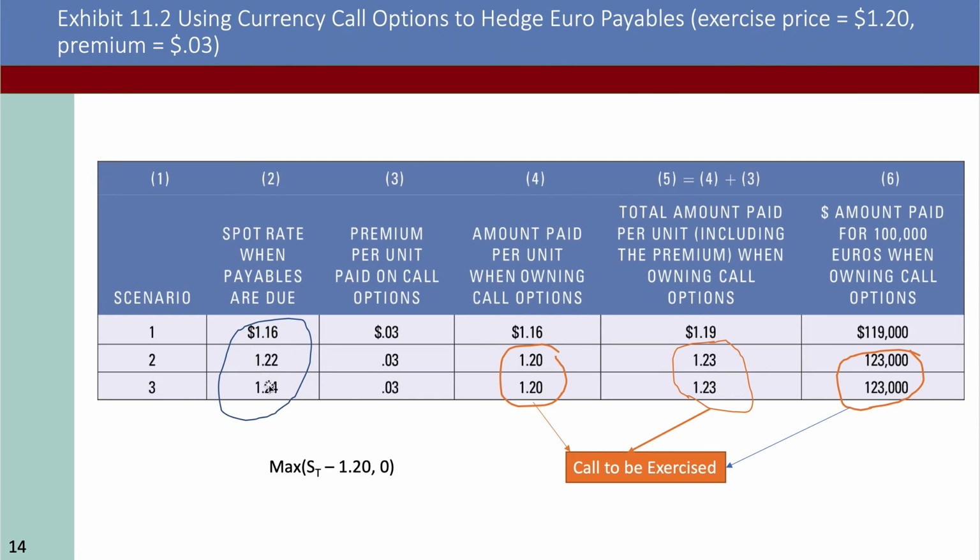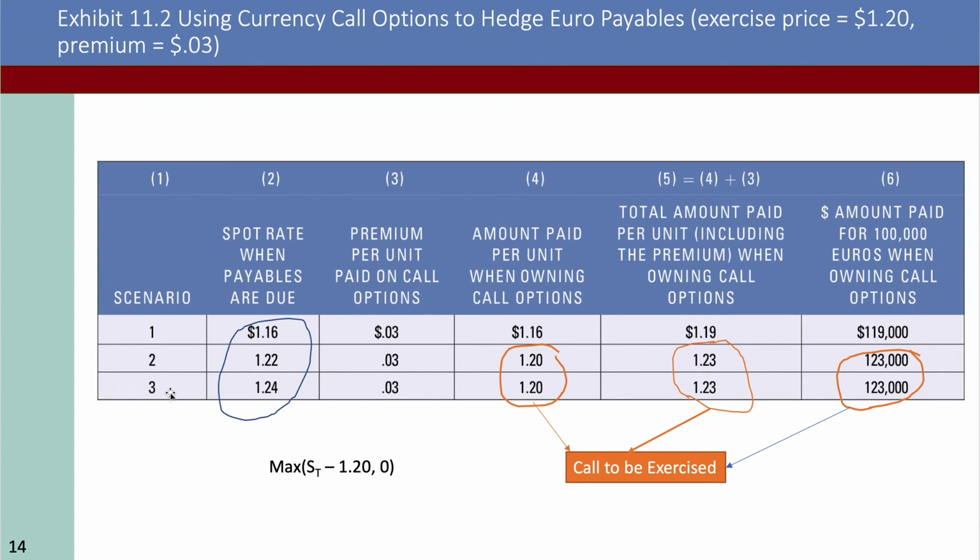So here, your payoff for the option looks like this, the formula is maximum of ST minus 1.2, this is the X, right, or 0. So this is the out of the money case. You don't exercise it, right? How much do you pay? You pay 1.16. You don't pay 1.2, right? However, you paid 3 cents for this option. So total cost to you is 1.19. So for 100,000 euro, you paid $119,000 for that.